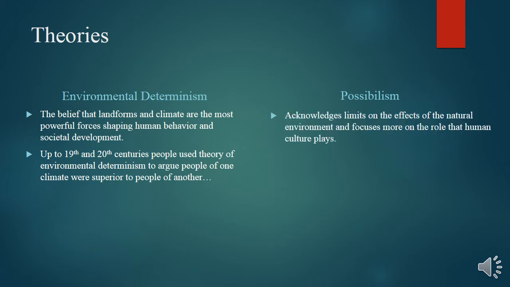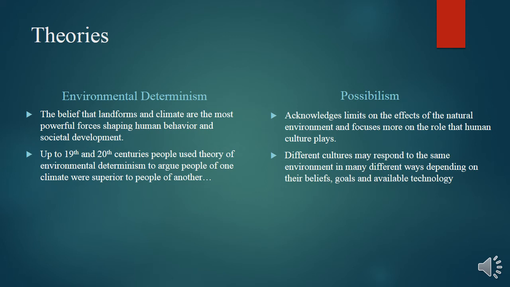The other big theory, and the one that's become the more prominent of the two among modern geographers, is known as possibilism. Possibilism acknowledges that there are limits on the effects of the natural environment on human culture, and it focuses more on the role that human culture is going to play in developing its relationship with the environment, right? That the landscape or the natural environment is only going to affect a group of people so much. And this theory has become sort of more well regarded, in part because you can see it manifest.